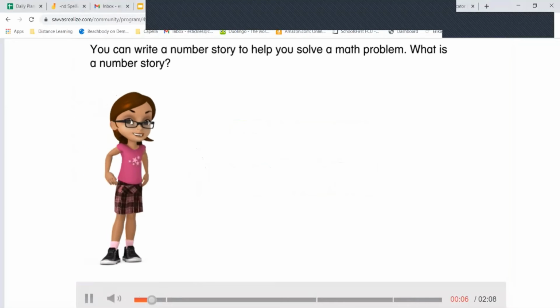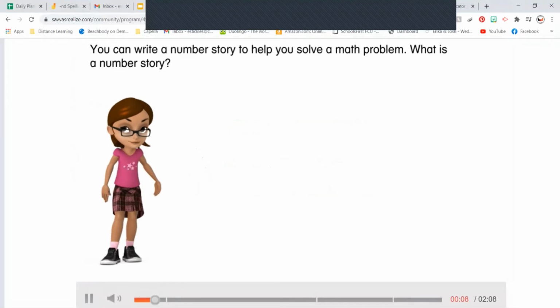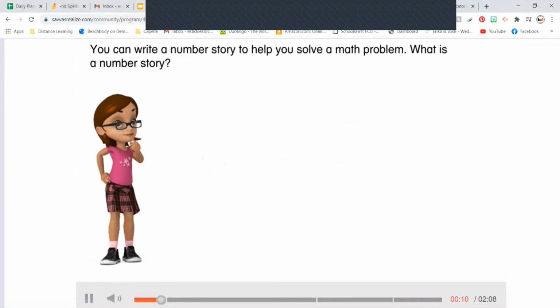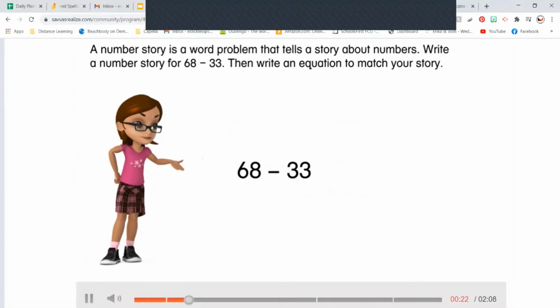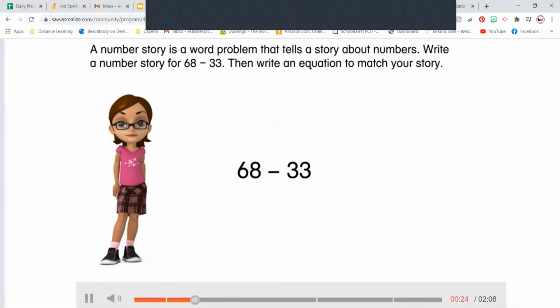You can write a number story to help you solve a math problem. What is a number story? A number story is a word problem that tells a story about numbers. Write a number story for 68 minus 33. Then write an equation to match your story.